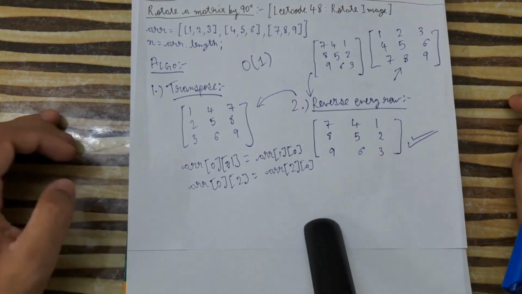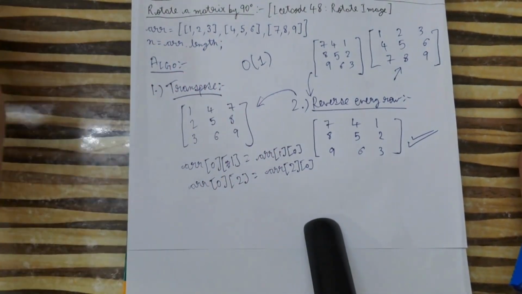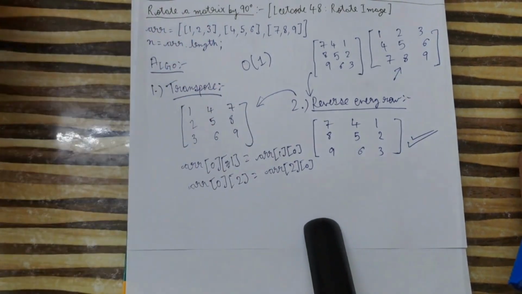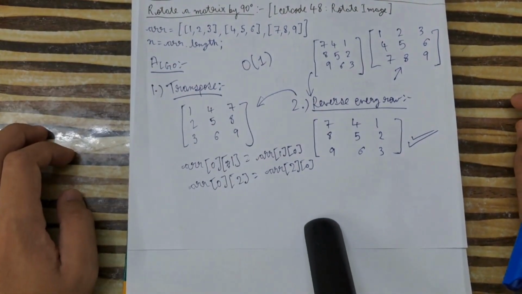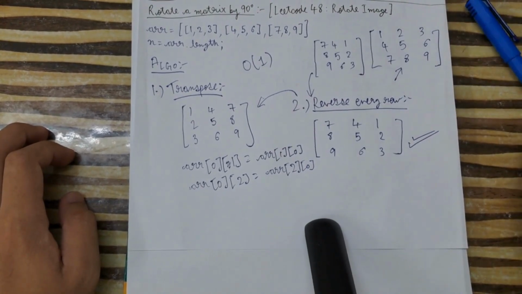I hope you like the analogy of this Rubik's cube, and I will be erasing this. Don't worry, pencil marks come off easily. So yeah, now I will be showing you the code of this problem.